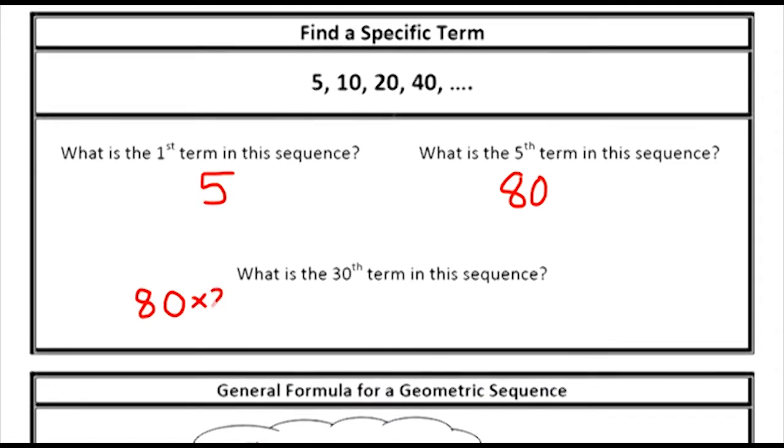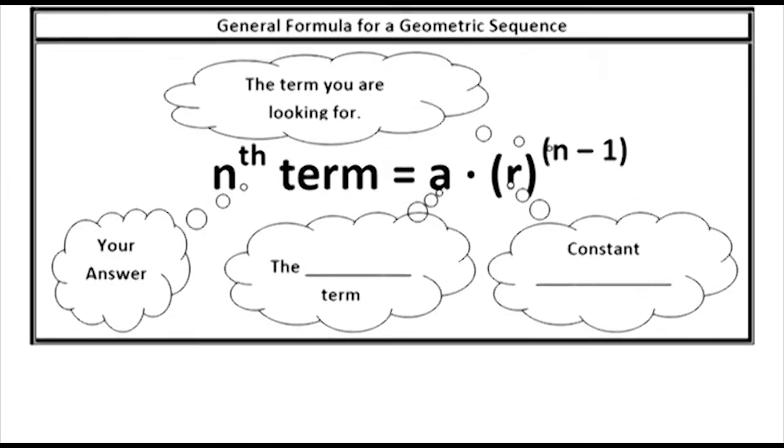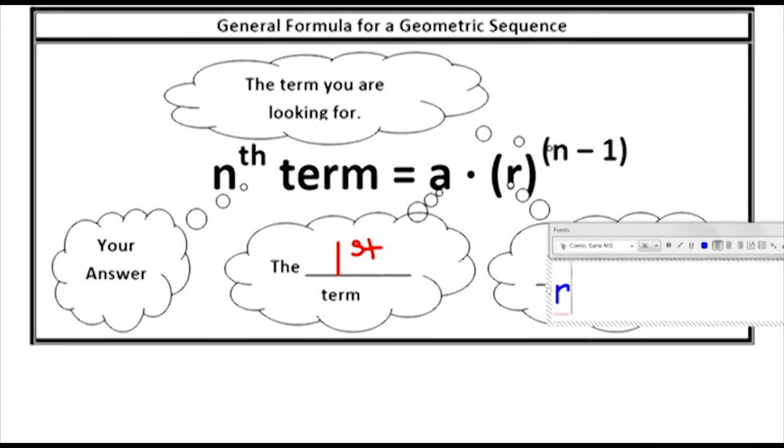So I'm going to find the general formula of a geometric sequence. The nth term, this is your answer. This is what you get when you complete this formula. A, just like with the arithmetic formula, is our first term. Now, we're going to have to use exponents in this case. R is our constant ratio, which we just talked about how to find. And then n is the term you're looking for. We just looked for the 5th and 30th terms. That would be either 5 or 30.